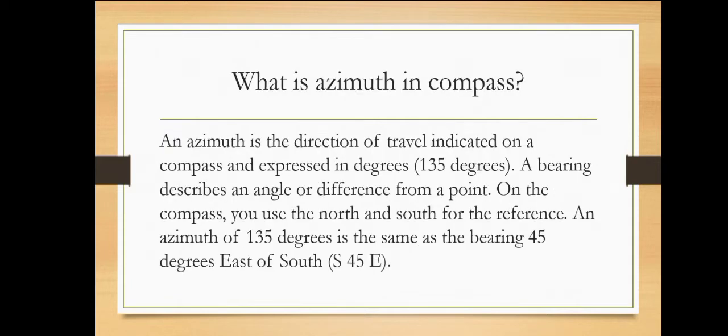What is azimuth in compass? An azimuth is the direction of travel indicated on a compass and expressed in degrees, for example 135 degrees. A bearing describes an angle or difference from a point. On the compass, you use north and south for the reference. An azimuth of 135 degrees is the same as the bearing 45 degrees east of south.